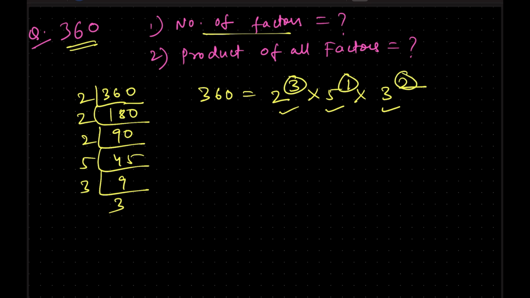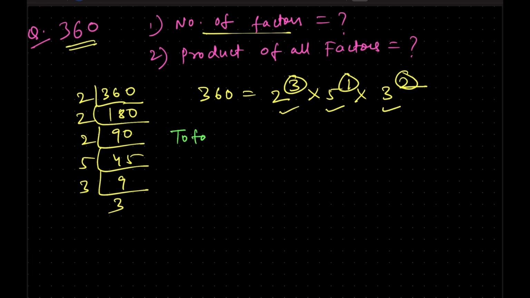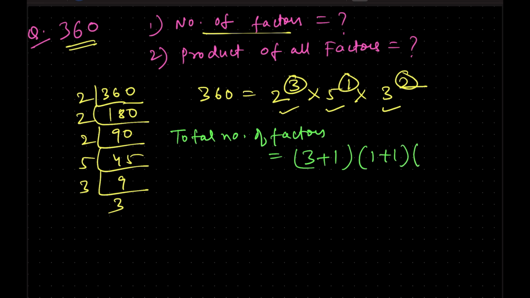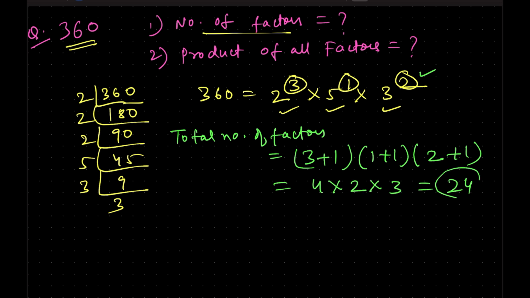Now the total number of factors of 360 will be the first power plus 1, which is 3 plus 1, into the second power plus 1, which is 1 plus 1, into the third power plus 1, which is 2 plus 1. You get 4 into 2 into 3, which is 24. So you don't have to find the number of factors individually. You can just use this formula, and you got 24.